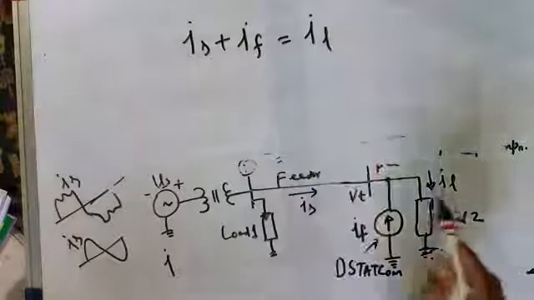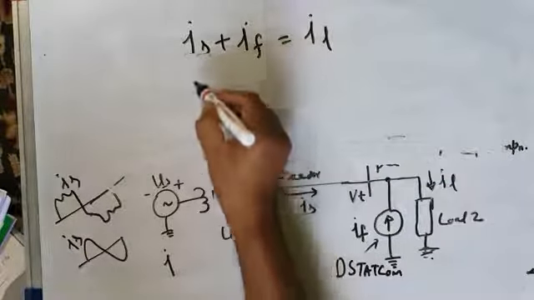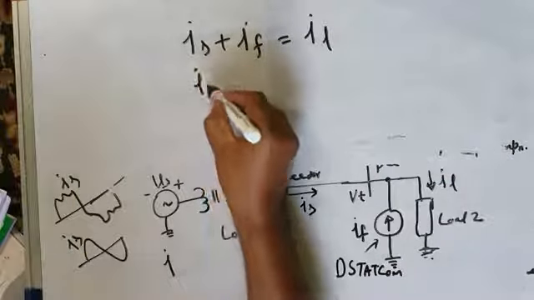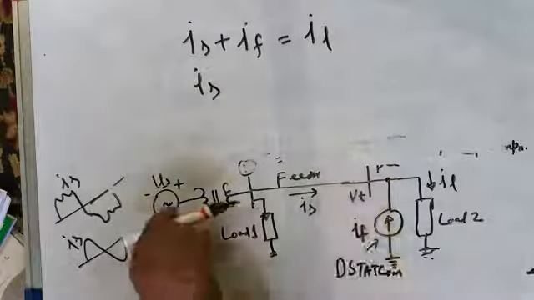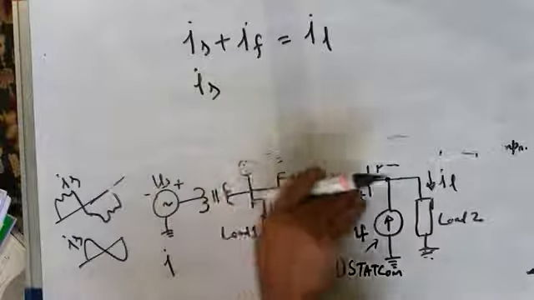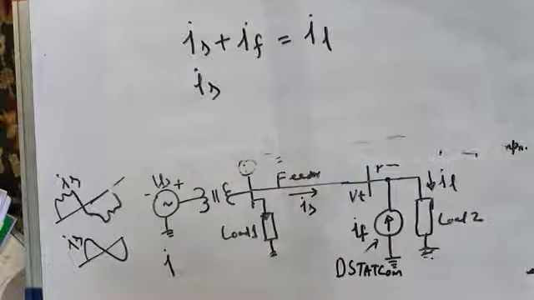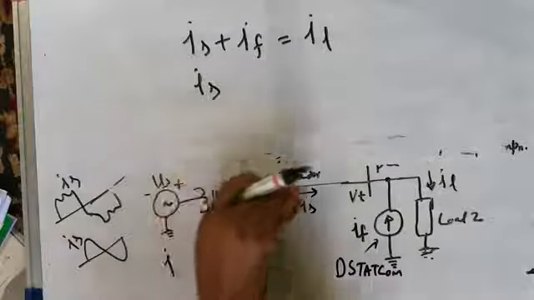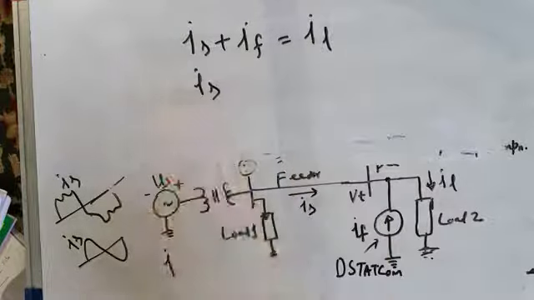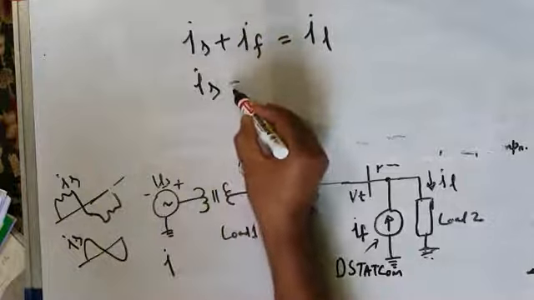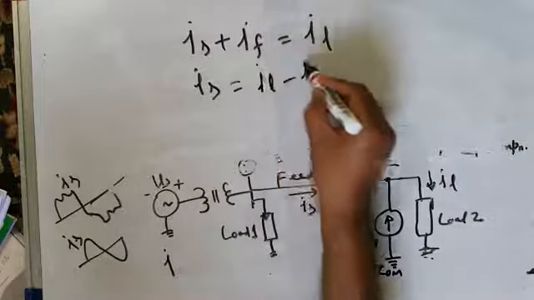So your load current is IS plus IF. From here, if you take out IS, I am concerned about IS. I want this source current which is coming from the source free of pollution. No harmonic should be there. I want it balanced. And I want this current in phase with the voltage so that the power factor is unity. So the source current IS is IL minus IF.